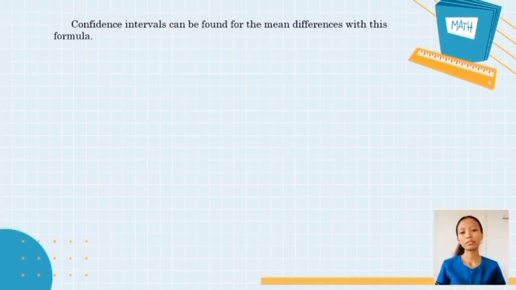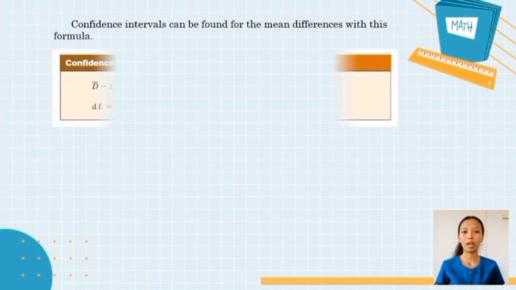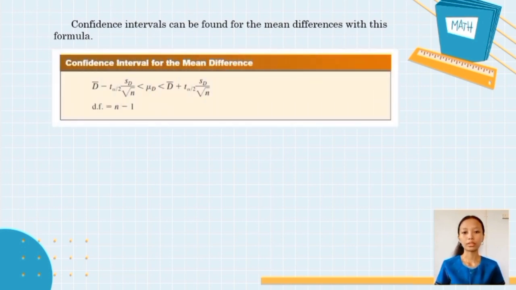Now let's have the confidence interval for the mean difference. Confidence intervals can be found for the mean differences with this formula, where mu sub d is greater than d bar minus the critical value times the standard deviation divided by the square root of n, but less than d bar plus the critical value times the standard deviation divided by the square root of n, where df, or the degrees of freedom, is equal to n minus 1.